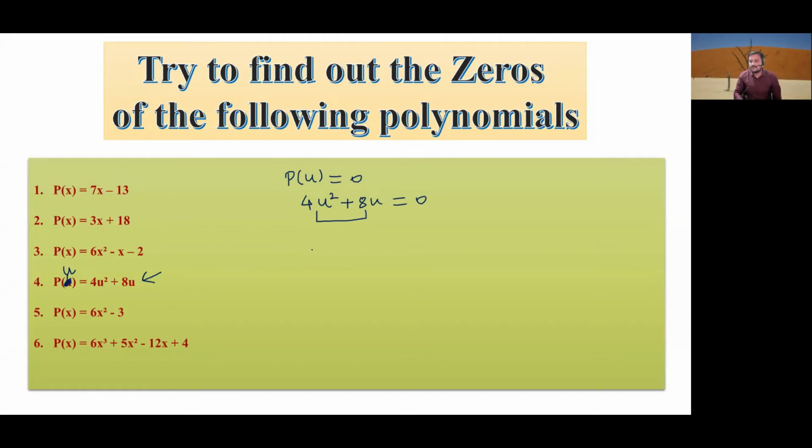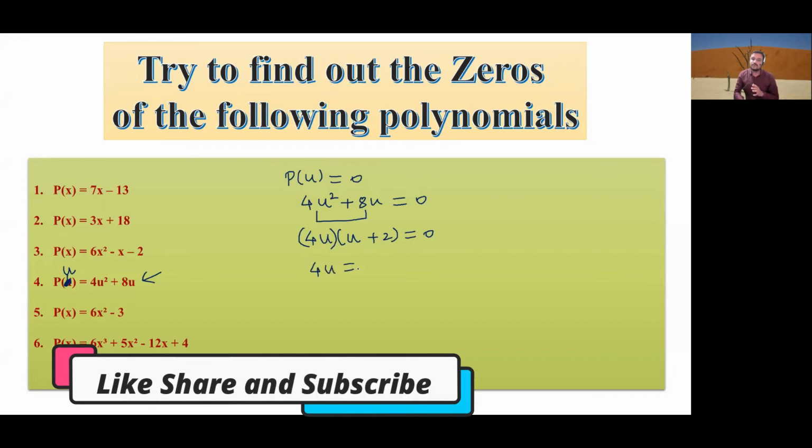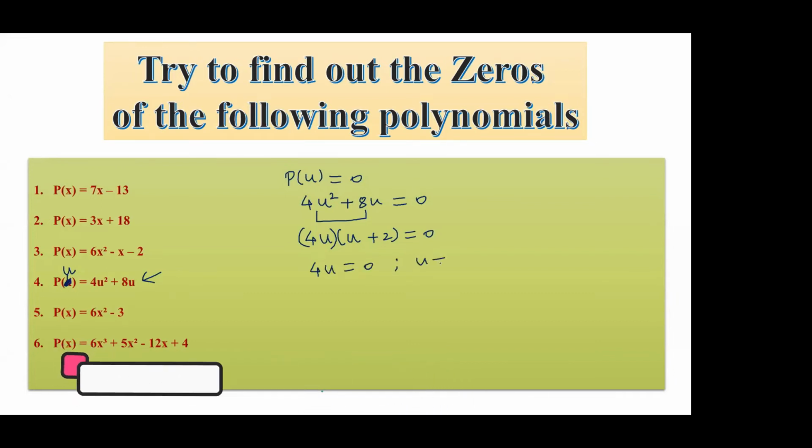So what we can take common? Somesh, what we can take common here? 4u. Correct, absolutely correct. 4u. So what will be remaining inside the bracket? u plus 2. u plus 2 is equal to 0. Now see, 4u is one bracket and u plus 2 is another bracket. So we are having two brackets and both the brackets are equal to 0. So independently equate both the brackets with 0. So 4u is equal to 0 and u plus 2 is equal to 0.